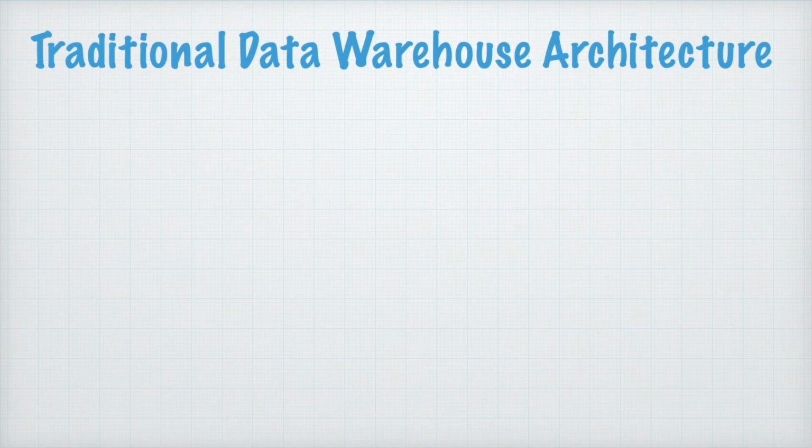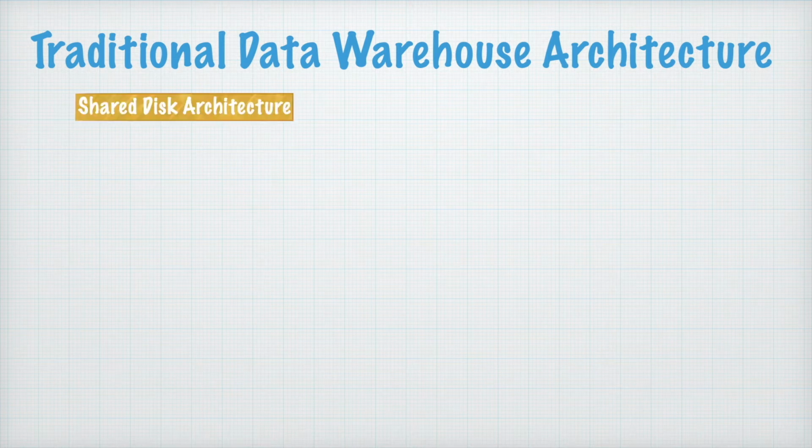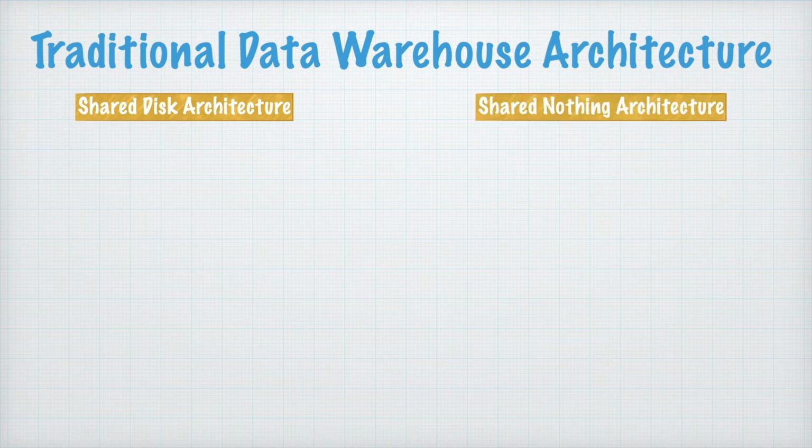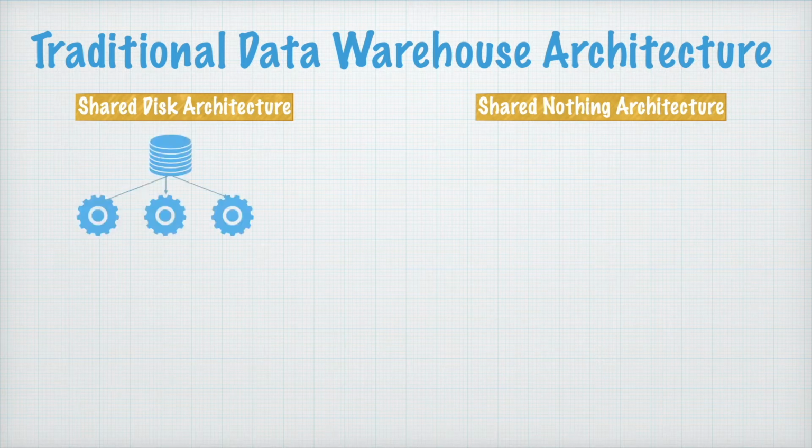So let's pay a little bit extra attention to the traditional data warehouse architecture. We know there is one architecture called shared disk architecture, and on the other side we have a shared nothing architecture. Both are distributed computing architectures, and let's deep dive into how they look.